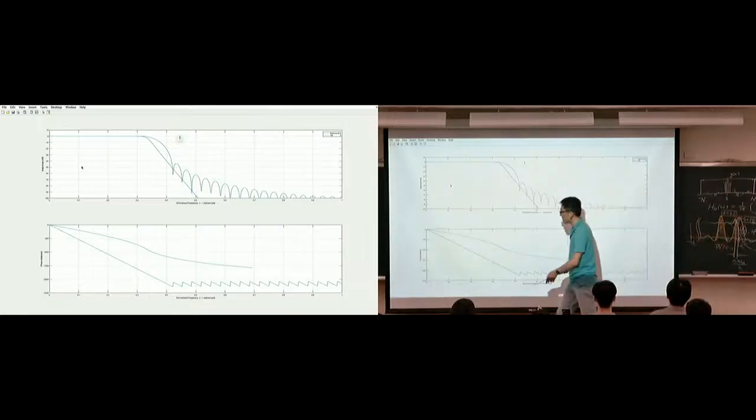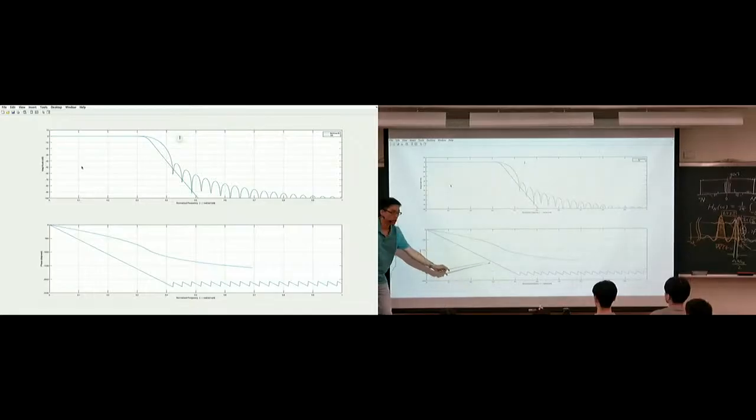And this is the phase response: linear phase for FIR, non-linear phase for IIR. Hopefully you play with this code and tell me what you see.